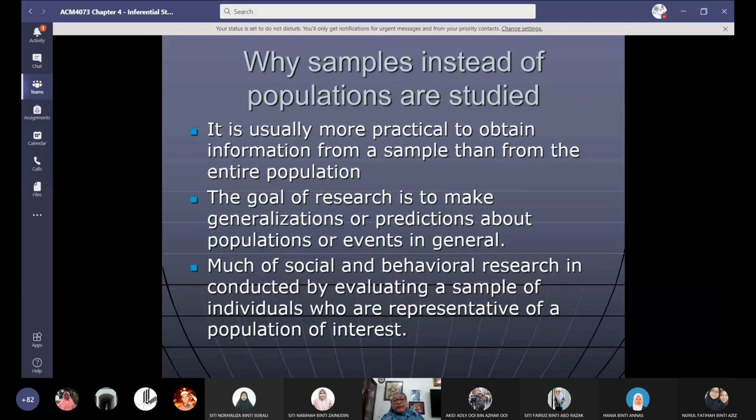Much of social and behavioral research is conducted by evaluating a sample of individuals who are representative of a population of interest. That's why at least at the basic background, the basic information, they should be similar, not too far. If you're talking about age, university students range from 18 to 26, or 30 for degree.